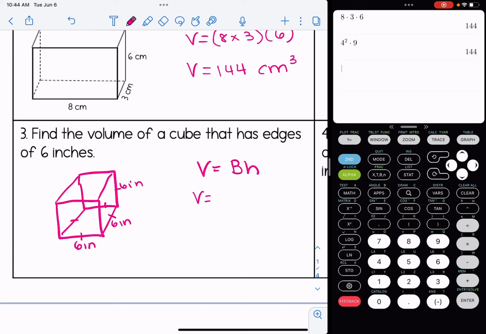Since it's a type of rectangular prism, I'm going to use our prism formula. Any type of prism would use that formula, by the way. Area of the base is going to be 6 times 6, and our height is also 6. So I'm going to multiply 6 by 6 by 6, and I get the volume to be 216 inches cubed.